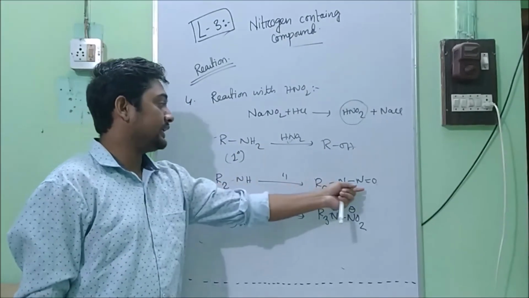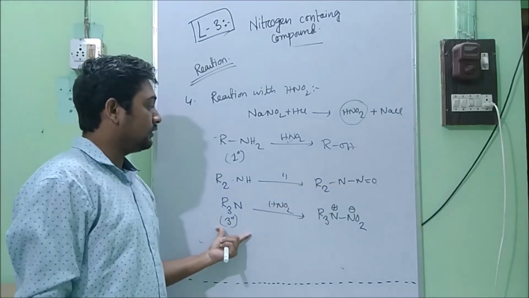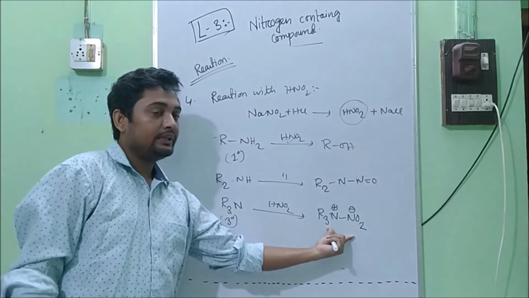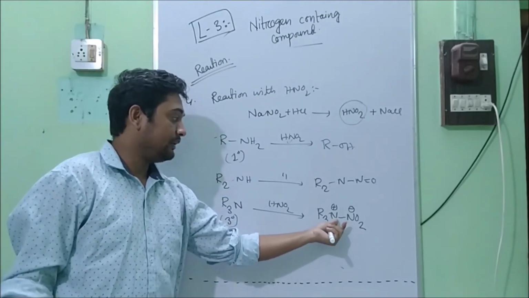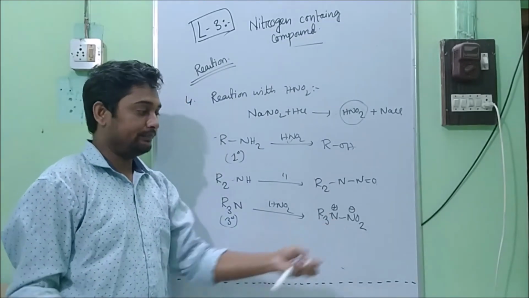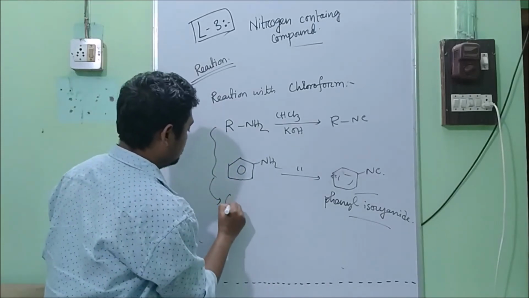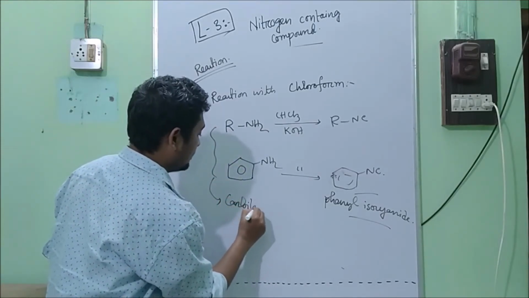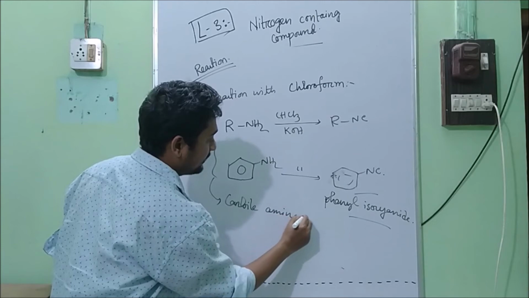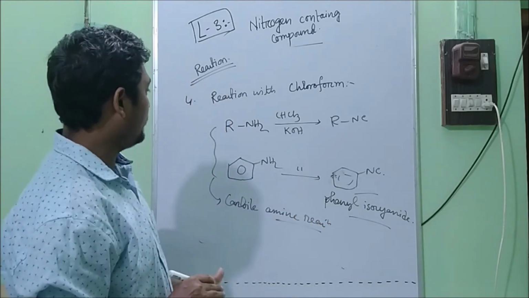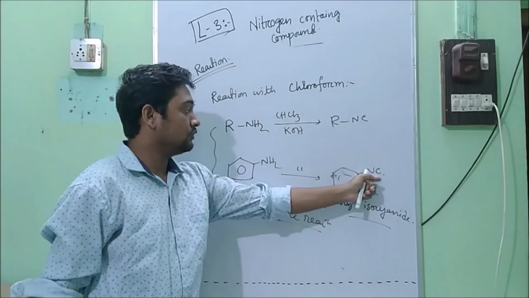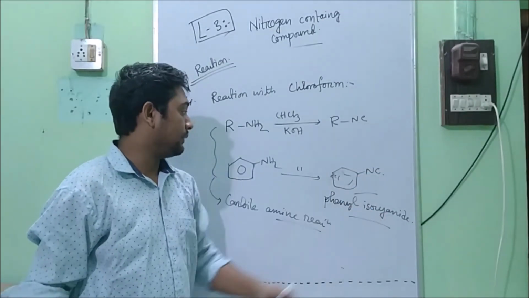For 2 degree amine there will be a nitroso compound. For 3 degree amine there will be a salt having a nitrite group with this nitrogen atom. This reaction is called the carbylamine reaction. So the NH2 group you can convert into an isocyanide compound.